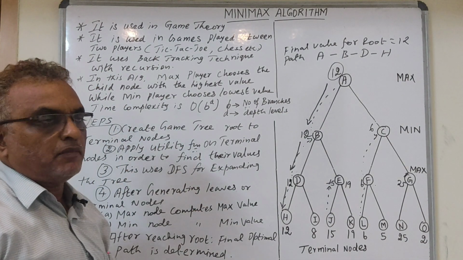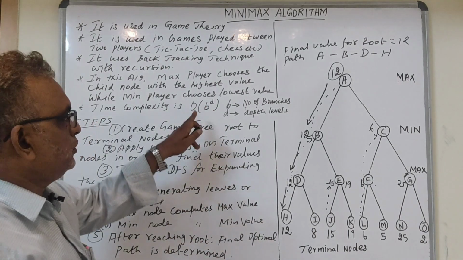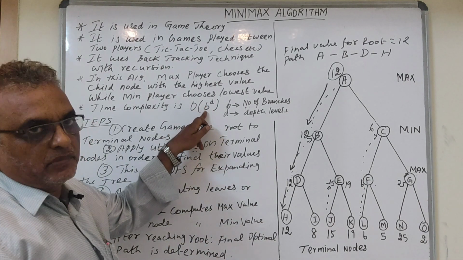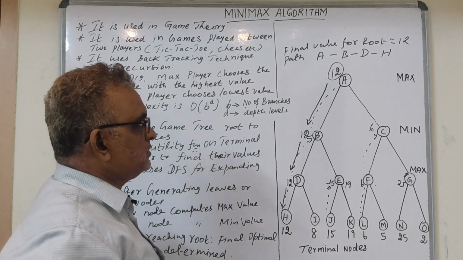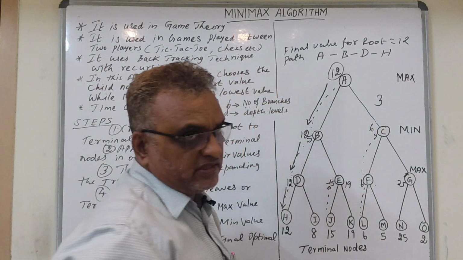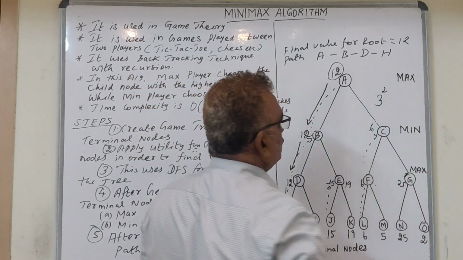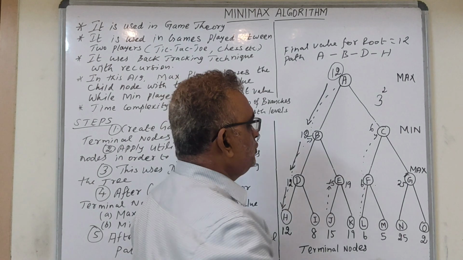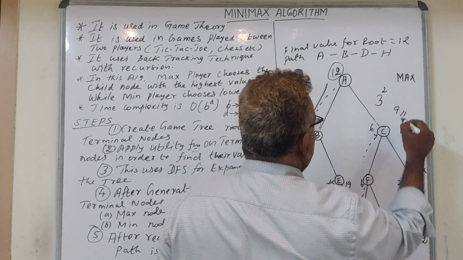As far as the time complexity is concerned, I said it is order of b to the power d. Here b is the number of branches, and d is the depth level. For example, if you have 3 branches and a depth value of 2, it is nothing but 9. The time complexity is 9.